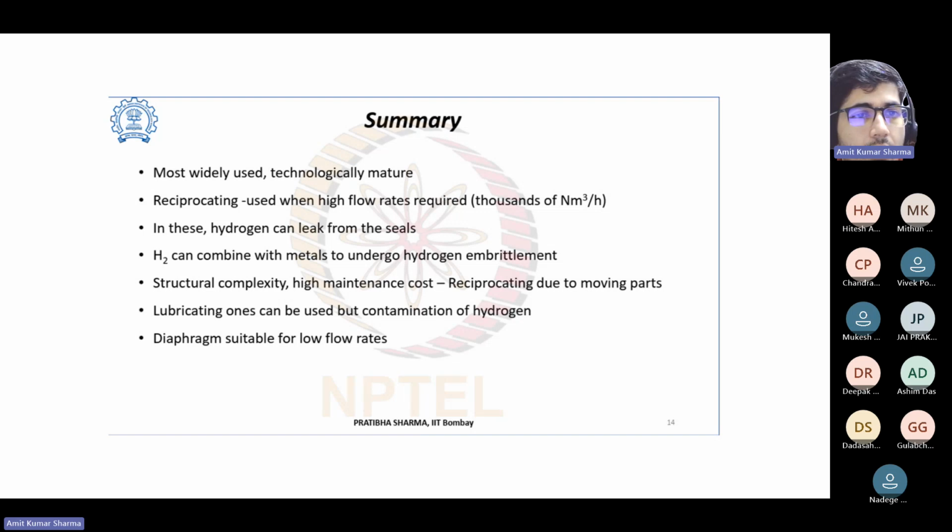So in summary, the reciprocating compressor is the most widely used and technologically mature, used when high flow rates are required, like thousands of normal meter cube per hour. But hydrogen can leak from the seals. Hydrogen can combine with metals to undergo hydrogen embrittlement. There is structural complexity and high maintenance cost due to moving parts. Lubricated ones can be used, but contamination of hydrogen can be there. Diaphragm is suitable for low flow rates.